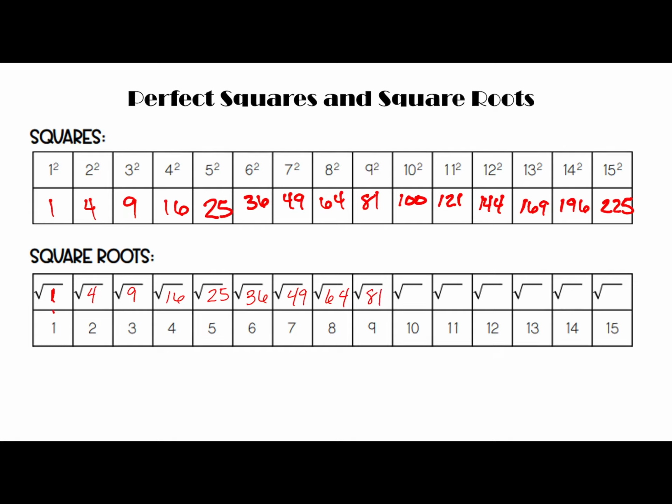The square root of 81 is 9. The square root of 100 is 10. The square root of 121 is 11. The square root of 144 is 12. The square root of 169 is 13. The square root of 196 is 14. And the square root of 225 is 15. So just check your work.